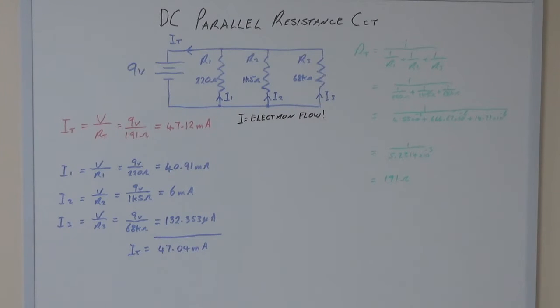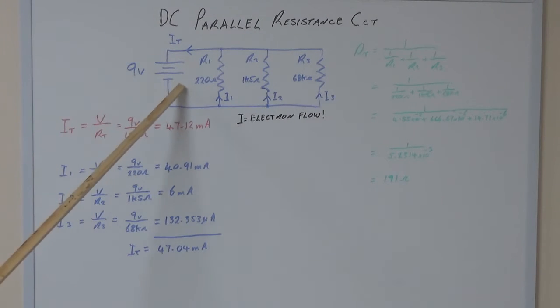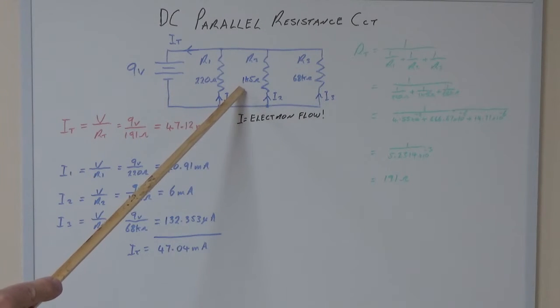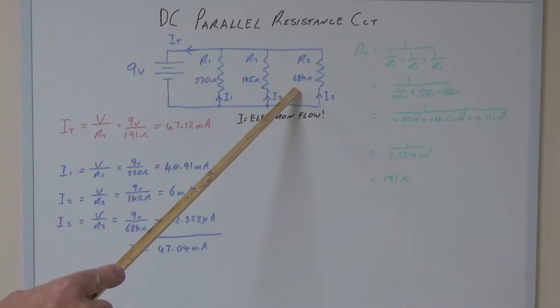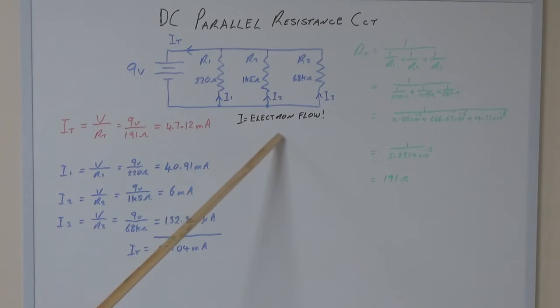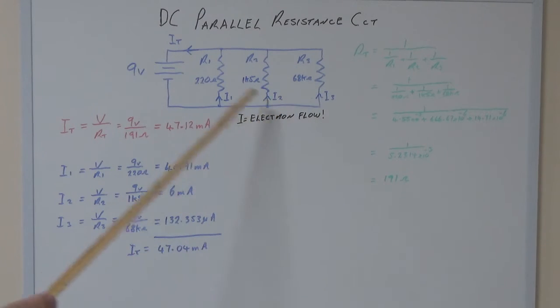Well, we had a look at parallel resistance, and now what we're going to have a look at is a DC parallel resistance circuit. We basically put together a circuit. Our supply voltage is 9 volts, R1 is 220 ohms, R2 is 1.5k, and R3 is 68k. The electron flow that we're using, as you can see by the arrows, is as opposed to conventional flow.